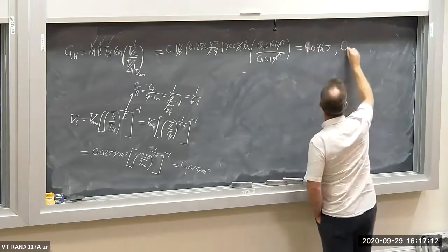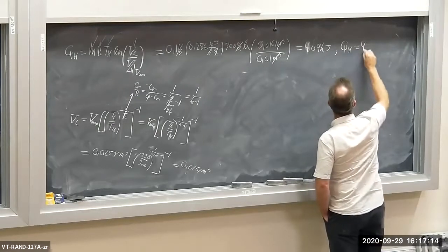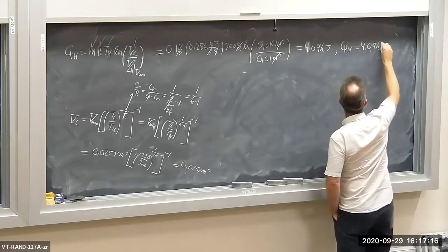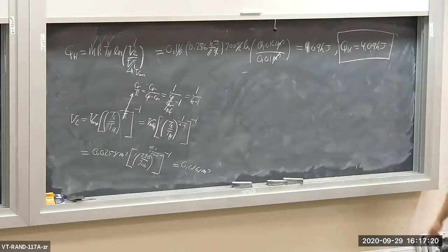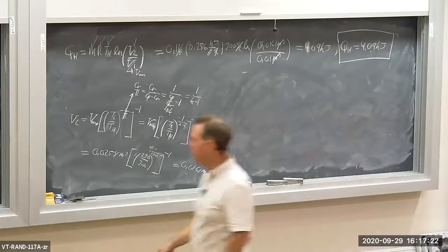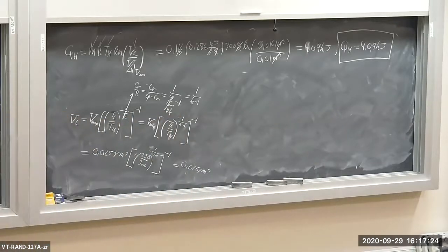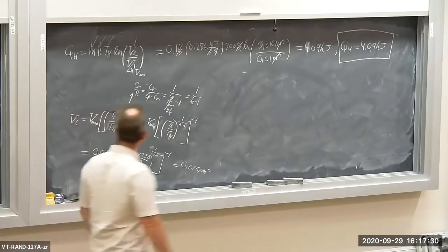So Q high is 4.09 kilojoules. Okay, let's calculate the efficiency now.